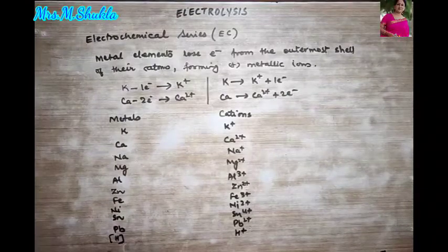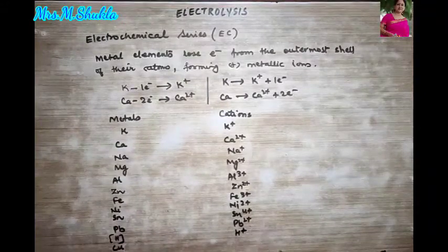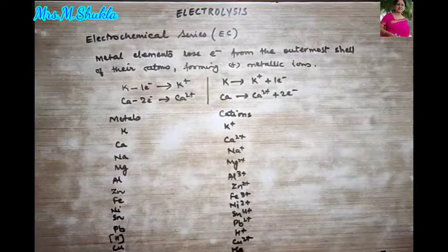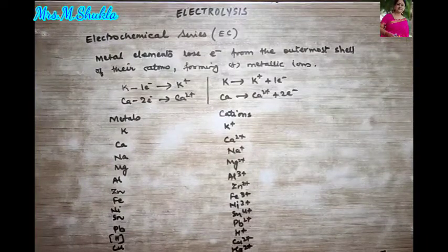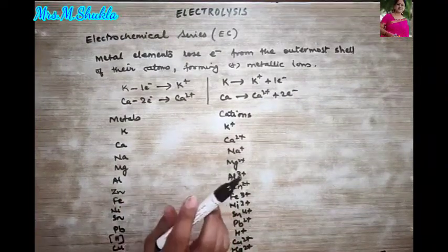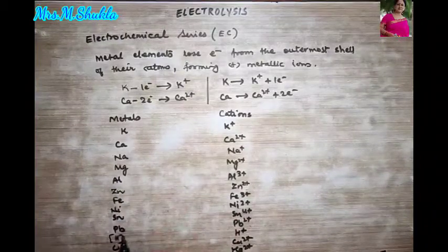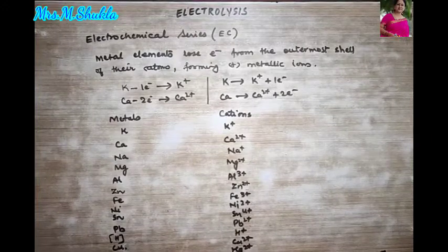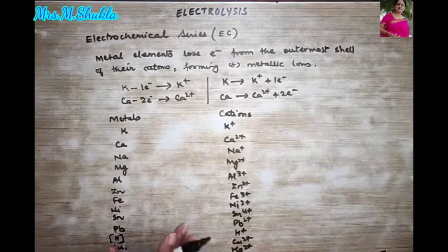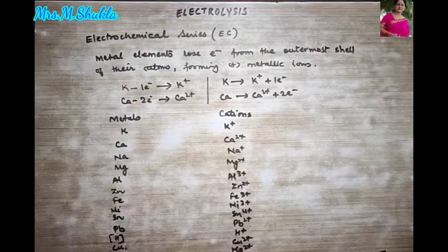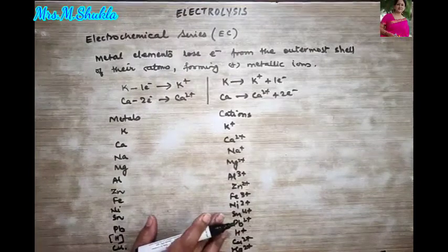Below hydrogen, what do we have? We have copper, mercury, silver and gold, platinum, all that you know. So copper forming copper ion, mercury forming mercury ion, and so on. So sodium can easily get converted into sodium ion, much more easily than copper into copper ion. There also, zinc becomes zinc ion more easily than silver becoming silver ion. I hope this point is clear.